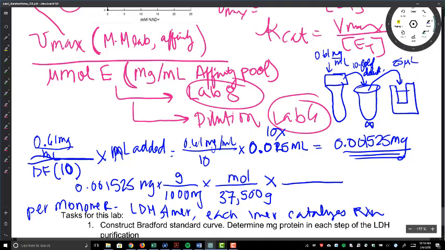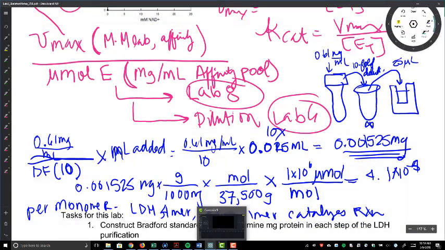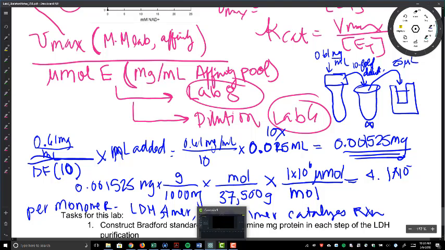Then we have to convert to micromoles. So again, we put the moles on the bottom. We multiply by 1 times 10 to the 6th micromoles, because there's 1 times 10 to the 6th micromoles per mole. And that's going to give us 4.1 times 10 to the negative 5 micromoles.